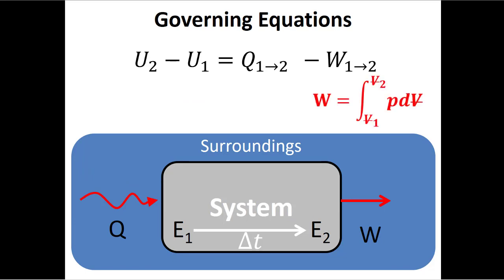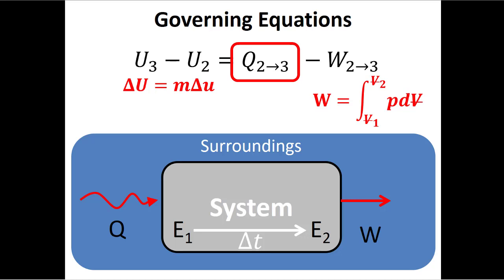I know that I can find the work by taking the integral of P dV, and I'm going to use my tables to find specific internal energy, and then I'll find the change in specific internal energy for each process and multiply that by the mass, and that will give me the change in the internal energy. And I'll use all of that to find the heat transfer in process 1 and then the heat transfer in process 2. So we'll do this for both of our processes.